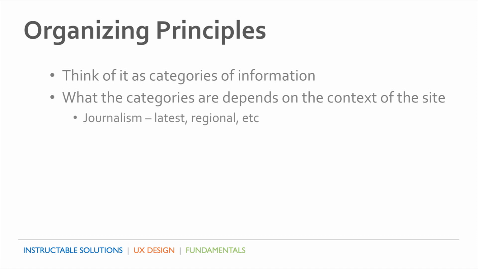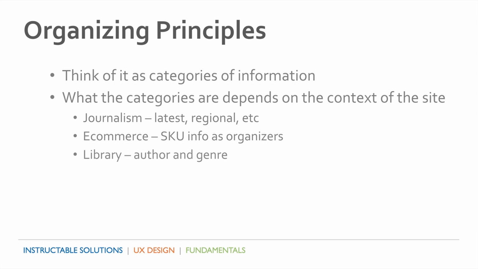For example, in journalism, the categories might be latest or regional. In e-commerce, we typically use the SKU information as organizers. So what is the brand? What is the name of the product? What category does it sit in? What type of product is it? In library or editorial sites, sometimes we look at author and genre to create those categories instead of the title or the type of book it is or the length of it. Think about the attributes of all of these elements of content or products, and you'll see that there could be many ways to slice and dice that information.